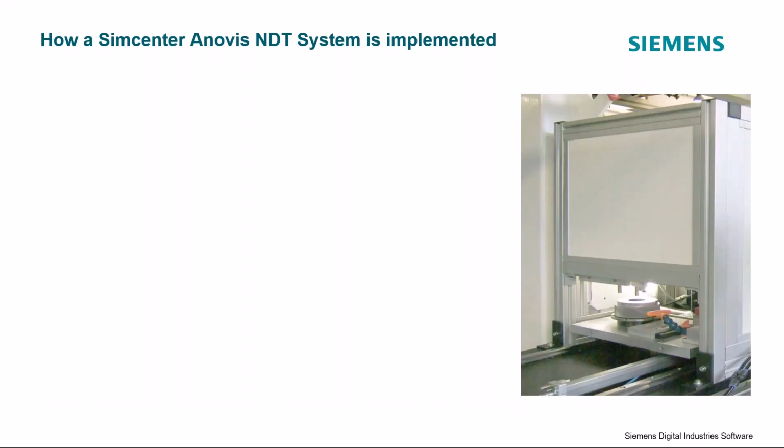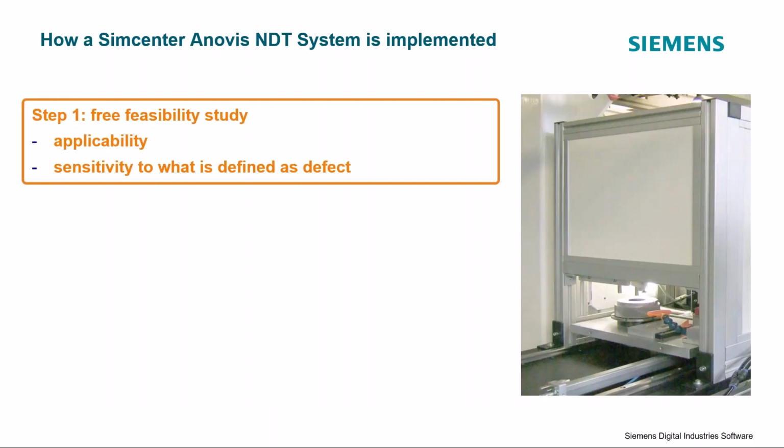You might ask how a Simcenter Novus NDT system is implemented. Well, the first step is a very important one. You contact us, you tell us about your product and the task, and if it sounds reasonable, send us some items. We will perform a free feasibility study.